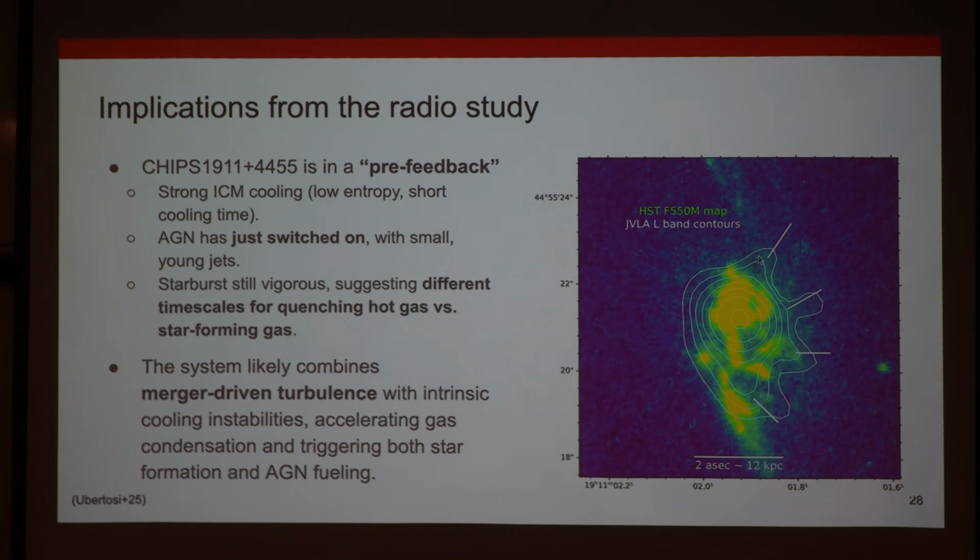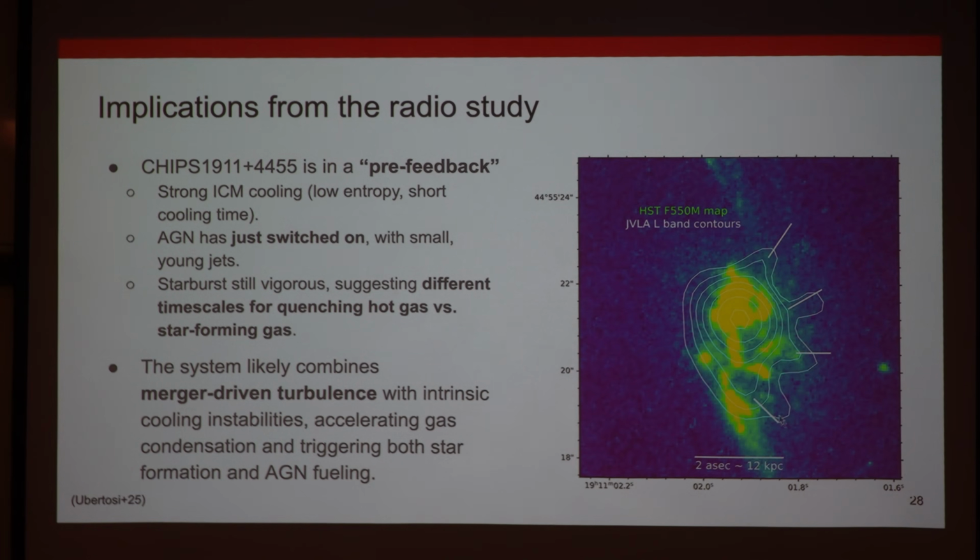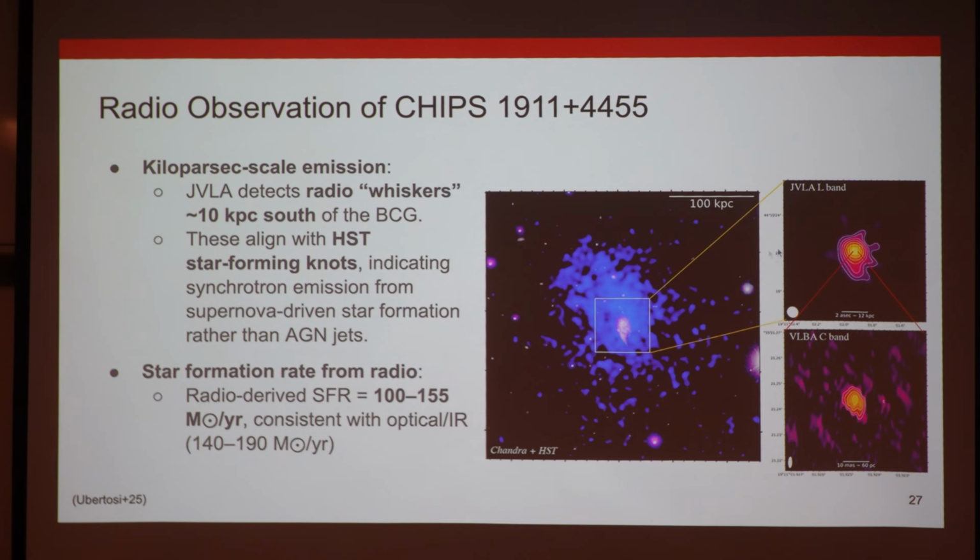They think that this whisker, or this weirdly shaped thing, is aligned with the filamentary structure that I saw in the optical with the Hubble imaging. So they think that this aligns with the Hubble star-forming knot, meaning the radio emission detected here is coming from high star formation. The high star formation of all this filamentary structure in the optical actually creates additional radio emission on top of the AGN emission.